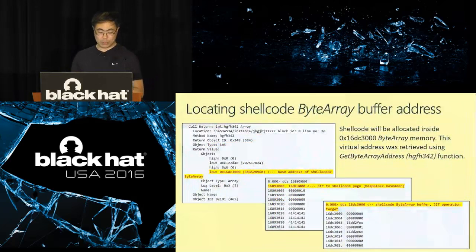And as I talked about, we actually allocated some byte array already, which is pointed to by this fake heap block. And this address contains shellcode. This memory space contains shellcode. Not in the beginning, but in the middle.